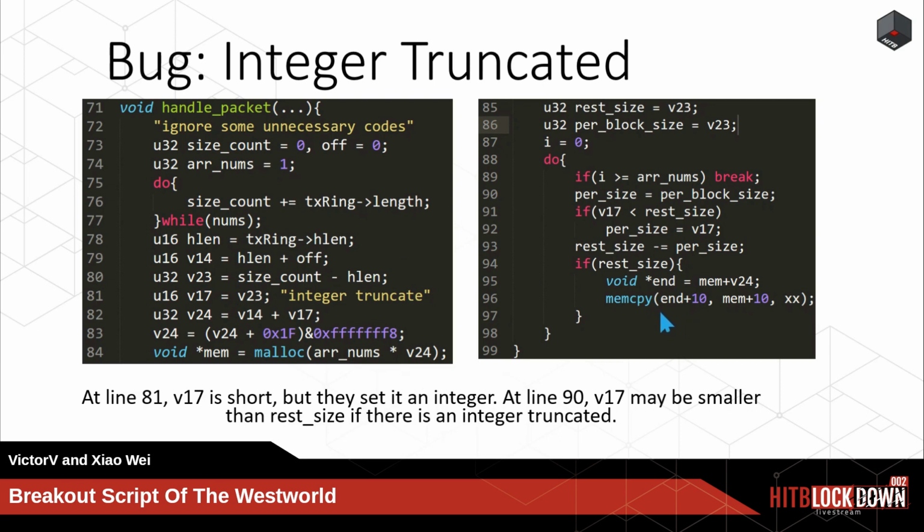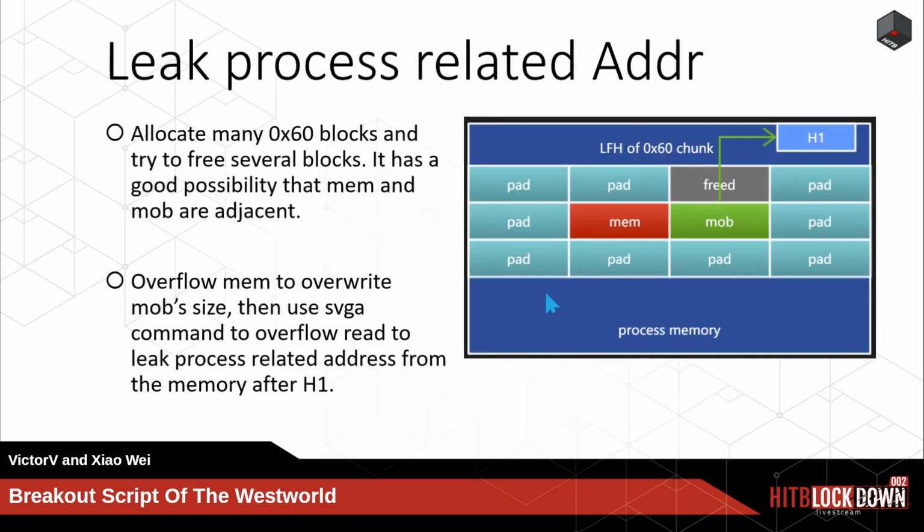And there is another way to overflow data with a given offset. It's not shown in this picture. Because Windows has LFH, it's a problem to arrange heap layout, but it's not impossible. Firstly, we allocate many mob blocks like this. It will fulfill an LFH block.